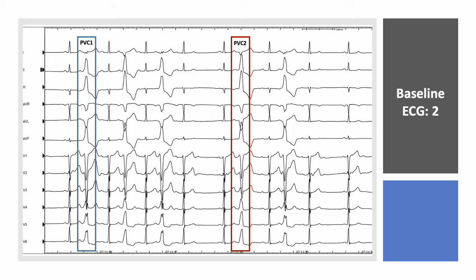So, in conclusion, this ECG has two interesting findings. Number one, oscillating morphology in RVOT, which happens frequently in patients with PVC originating from the pulmonary artery. The second finding, the PVCs are interpolated, and the interpolated PVC is a risk factor for tachycardia-induced cardiomyopathy.